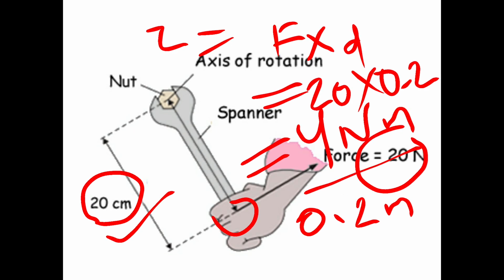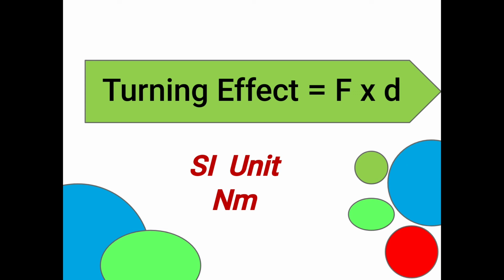So easy, na? Next. So turning effect is equal to force into perpendicular distance. Its SI unit will be Newton for force and meter for distance. That's why it has a unit, that is Newton meter.